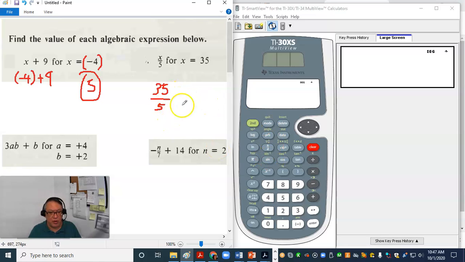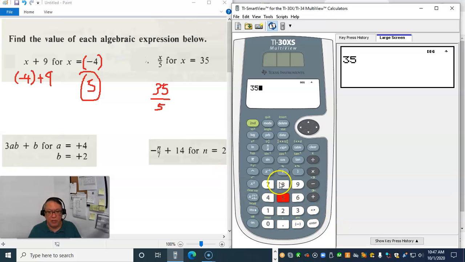The easiest way to put in a fraction in the calculator is to hit the first number, then the ND key, and then enter the bottom number, right? I have it all in there. It's always a good idea to get out of the fraction first so it looks nice, 35 over 5, just the way I wrote it, and hit enter, 7.